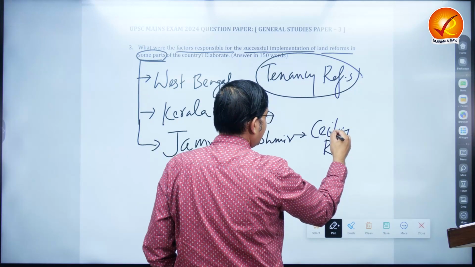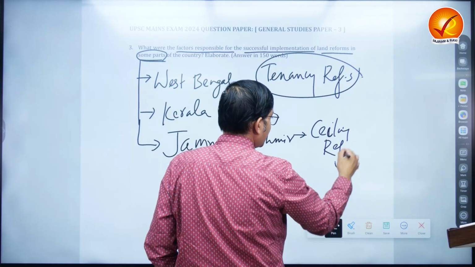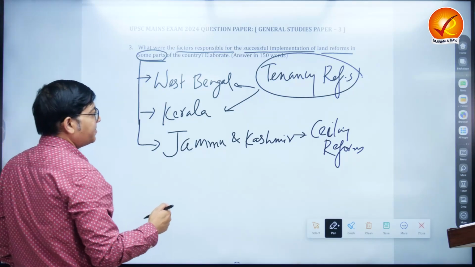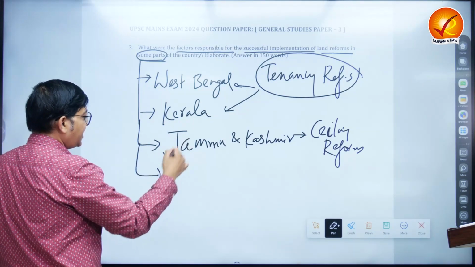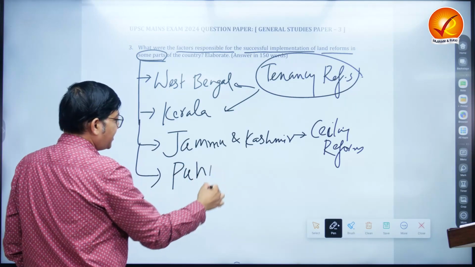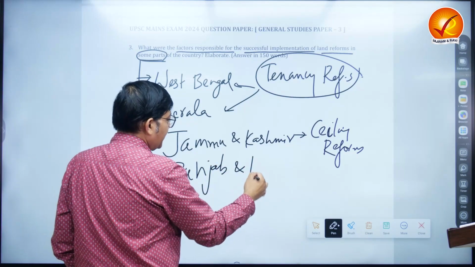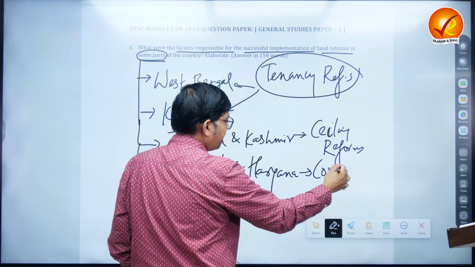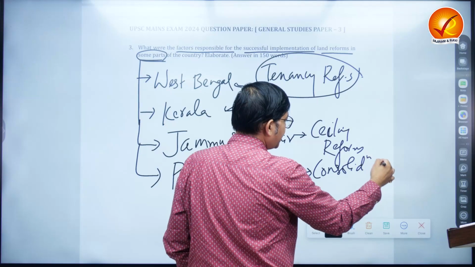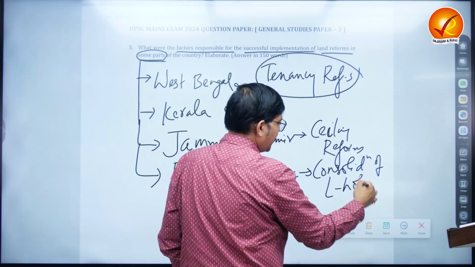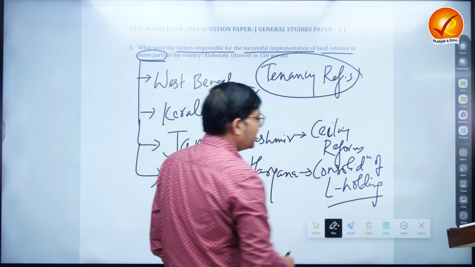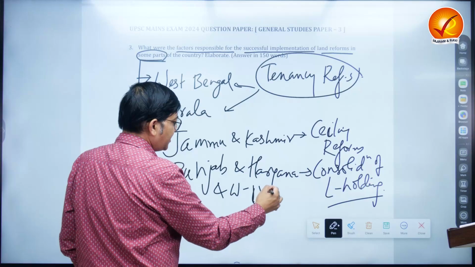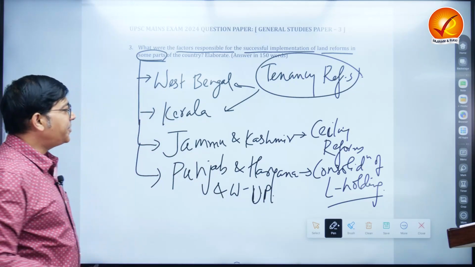Ceiling reform was about keeping an upper limit on the land area and then redistributing the rest. Then come states like Punjab and Haryana, which are known more for their successful consolidation reform. The consolidation of land holdings was done in a much better manner. Even in western UP, to some extent, we had seen that happening. Well, the examples can be more.